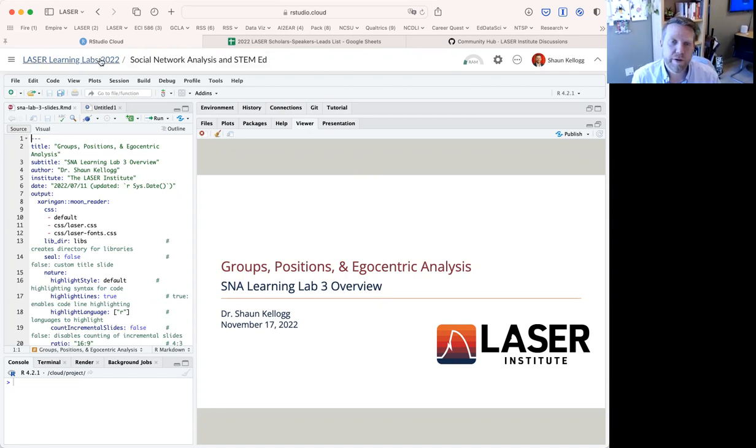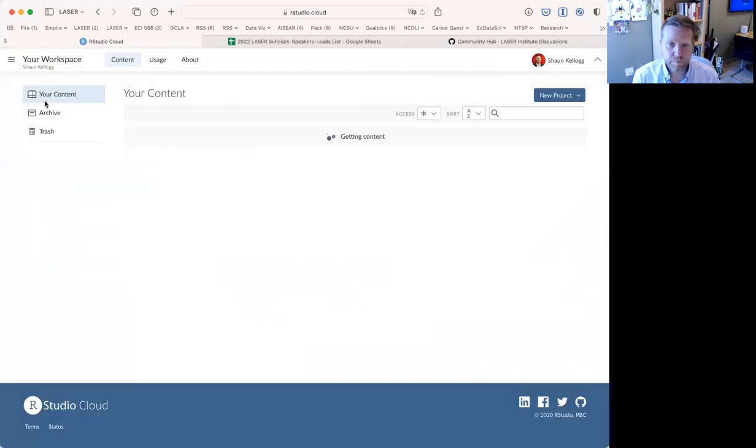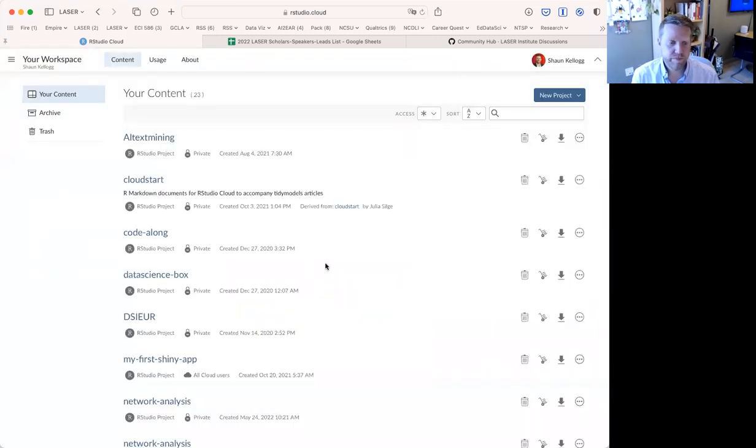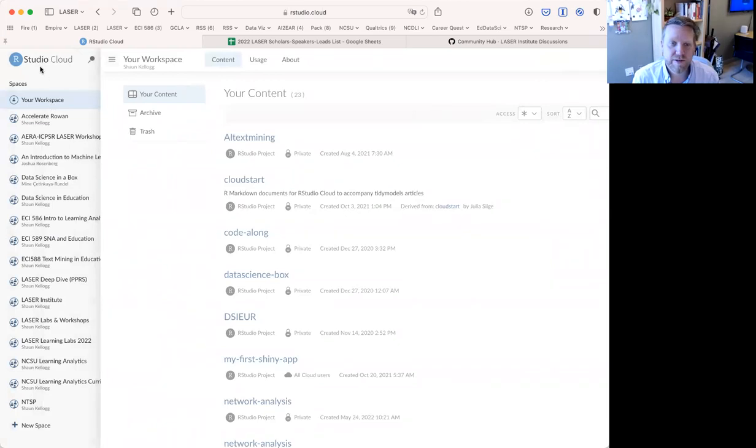RStudio Cloud, if you're not familiar with it, is just like RStudio Desktop, except instead of being an app on your desktop, you just do it in the cloud. It has almost the same features and functionality as desktop, but in the cloud. There are some bugs. When you knit documents like R documents, some things don't always render as you would expect.